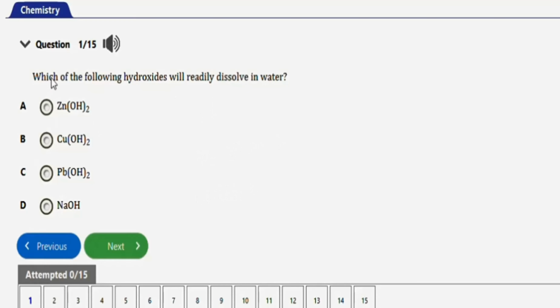The first question says, which of the following hydroxides will readily dissolve in water? Option A, we have zinc hydroxide, copper hydroxide, lead hydroxide, and sodium hydroxide. The right option will be option D, sodium hydroxide, because out of the options here, the only strong base is sodium hydroxide. Strong bases can easily dissolve in water, whereas weak bases cannot easily dissolve in water. Very important: strong bases ionize completely in water, weak bases don't ionize completely in water.